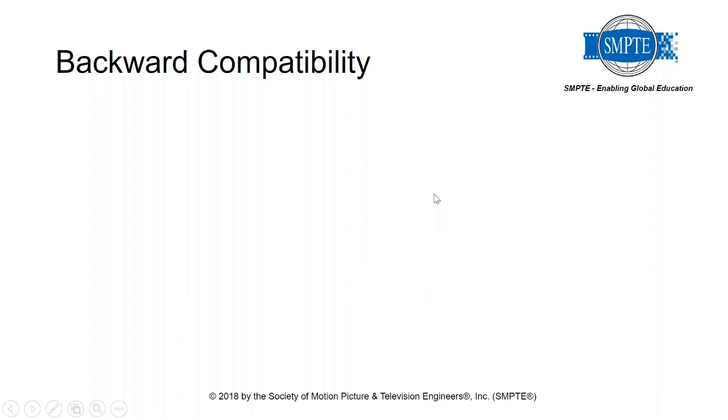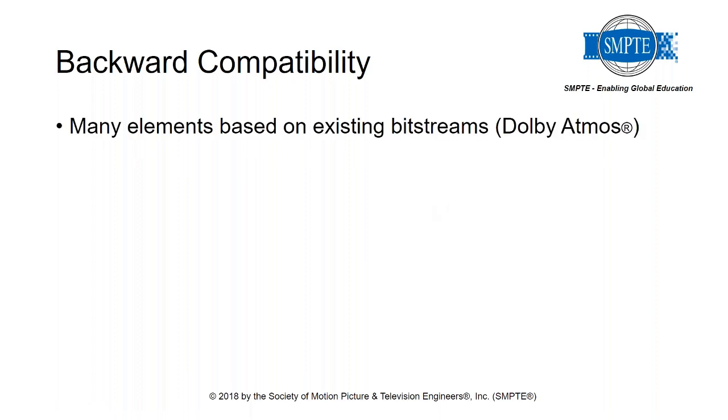So let's see. We'll talk a little bit now about backward compatibility. As mentioned, many elements in this bitstream were based on an existing practice, which is Dolby Atmos. That was the basis for this. The goal of this bitstream standard was that existing bitstreams would be compliant with the standard, such that there would be nothing put in the standard that would make existing bitstreams non-compliant with it.